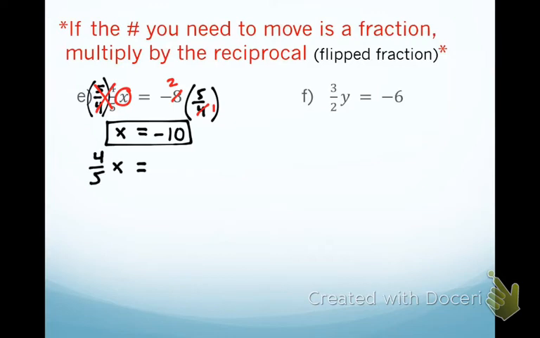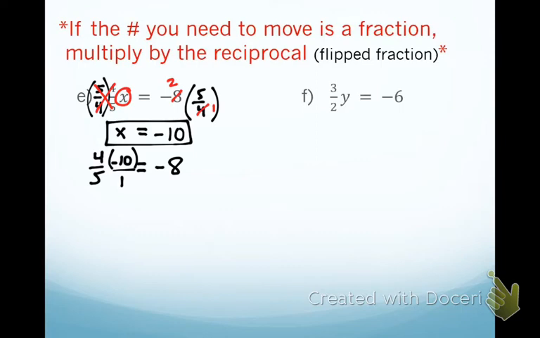4/5 times x equals negative 8. Now we know that x equals negative 10. So instead of that x right there, I'm going to go ahead and put a negative 10. I want you to be careful though. Don't just stick minus 10 there. I was multiplying times an x, which means I need to multiply times negative 10.